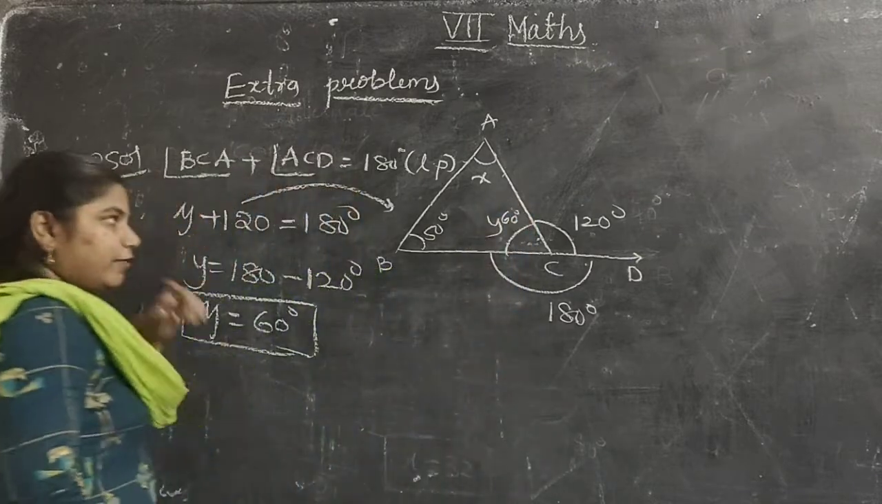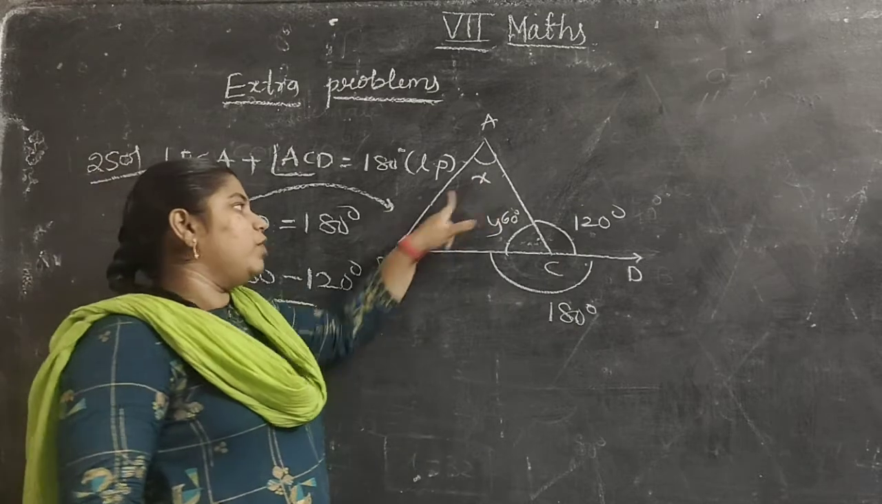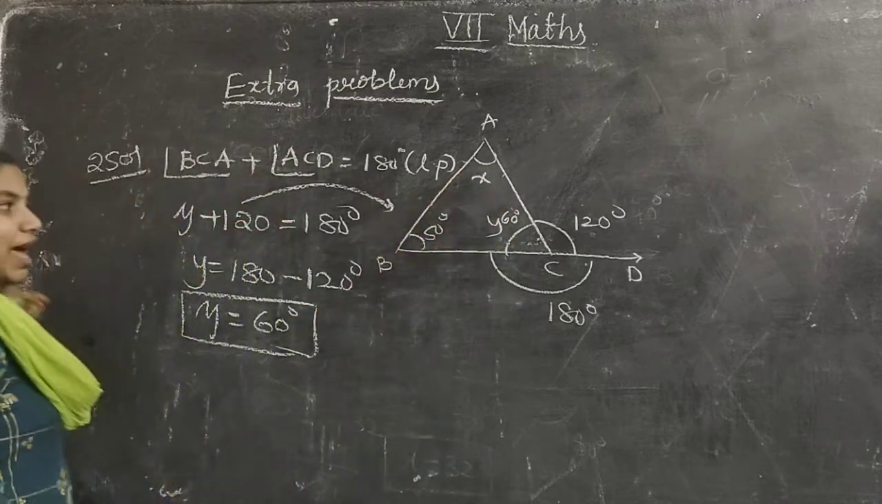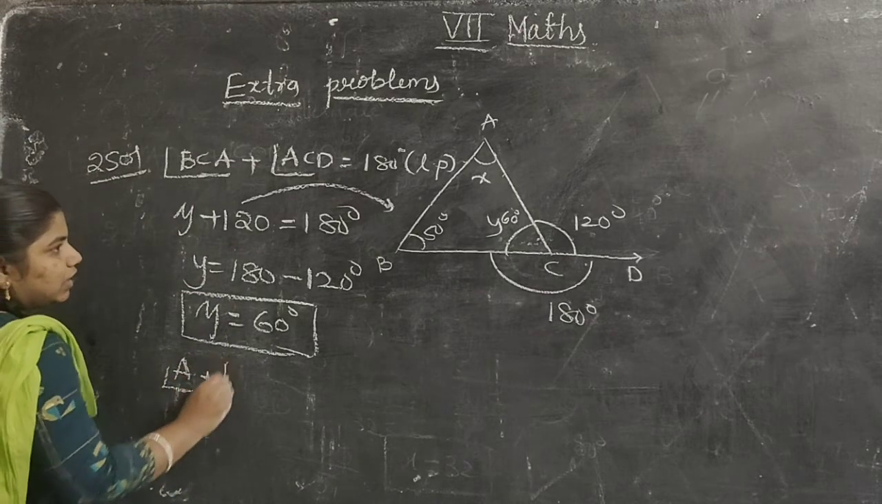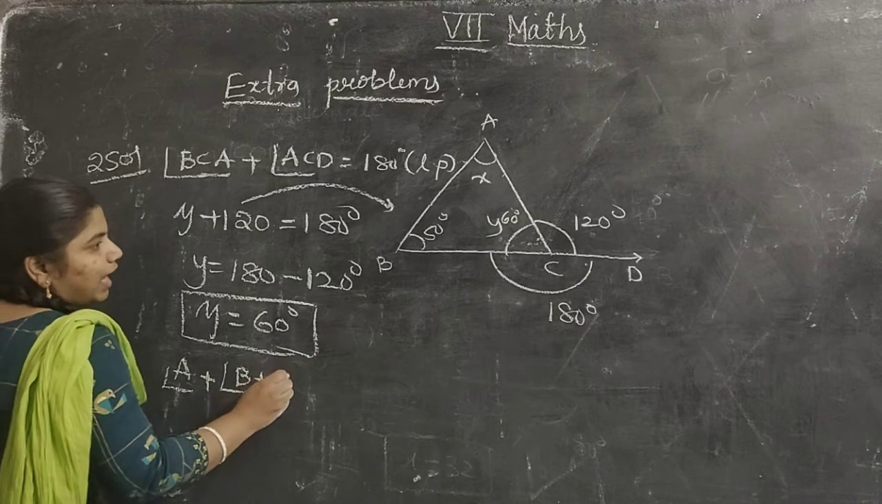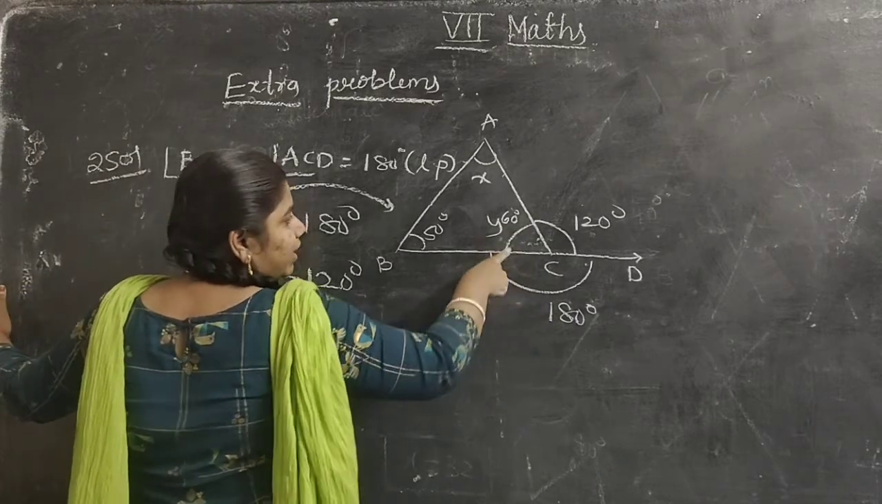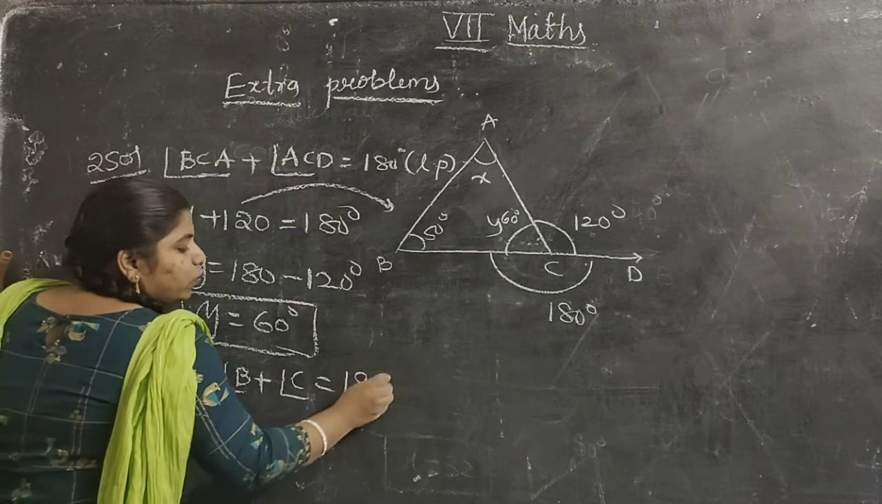Now which value do we have to find? We have to find this x value. So already we know that the sum of three angles in a triangle will be equal to 180. That is the angle sum property. So we can write angle A plus angle B plus angle C, the interior angle we are taking, this angle we are taking. So it is angle C is equal to 180 degrees.